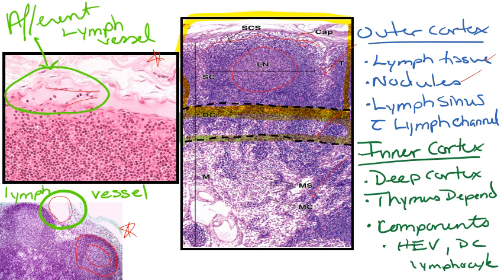It is also referred to as the thymus-dependent cortex. Thymus-dependent. So already we can deduce that our B cells are going to be in our outer cortex, and our T cells are going to be in our inner cortex. In this inner cortex, we have high endothelial venules, which are specialized capillary venules that are responsible for the exit of T cells from the bloodstream into the lymph nodes. We also have dendritic cells, which are professional antigen-presenting cells, and we have other lymphocytes present.